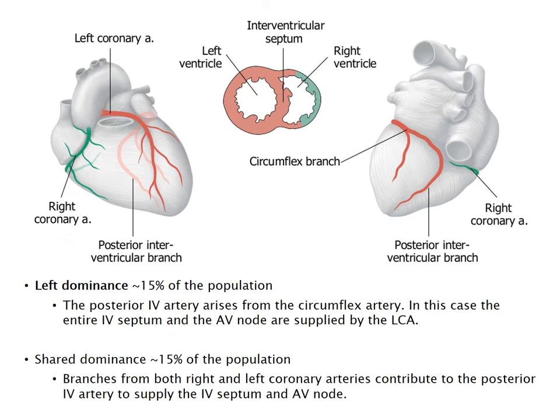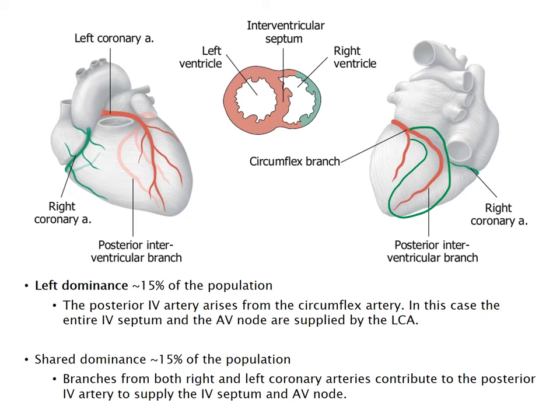A left dominant heart is one in which the posterior interventricular artery arises from the left coronary artery, as seen here. More specifically, it would arise from the circumflex branch of the left coronary artery. Both left dominant circulation and codominant circulation are prevalent in the population at about 15%. Anatomically speaking, we would consider this to be normal variation.